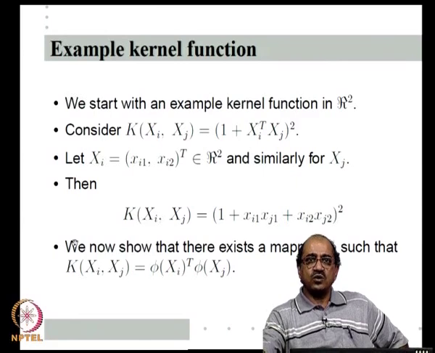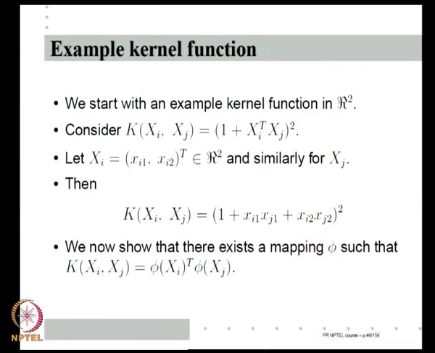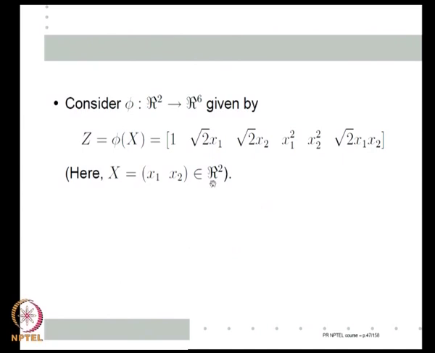We are now going to show that there exists a map phi, so that k(xi, xj) is phi(xi) transpose phi(xj), and we are also going to show that this map is such that a linear classifier in the phi(x) domain is actually a quadratic classifier in the x domain. So, as earlier, let us choose phi from R2 to R6 given by 1, root 2 x1, root 2 x2, x1 square, x2 square, root 2 x1 x2.